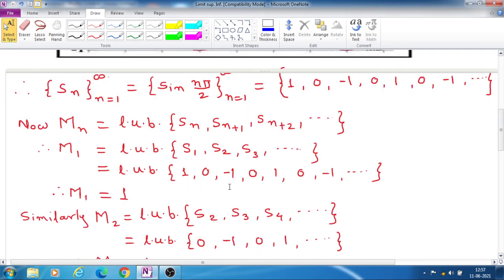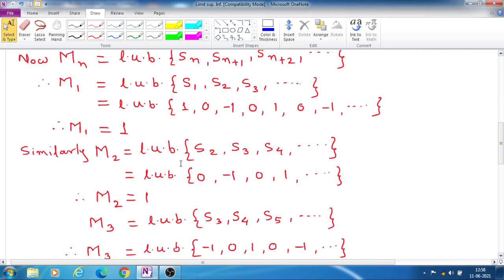So if this is a set, then the LUB of this set, that is the least upper bound. So the upper bound of this set is nothing but plus 1. All the values, 0 is less than 1 and minus 1 is also less than 1. Each value is less than this one, therefore 1 is the least upper bound.